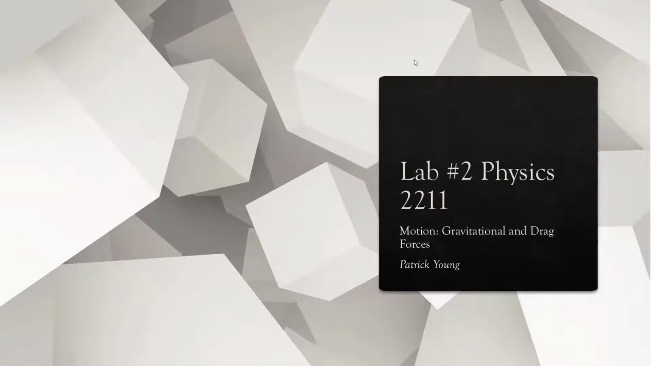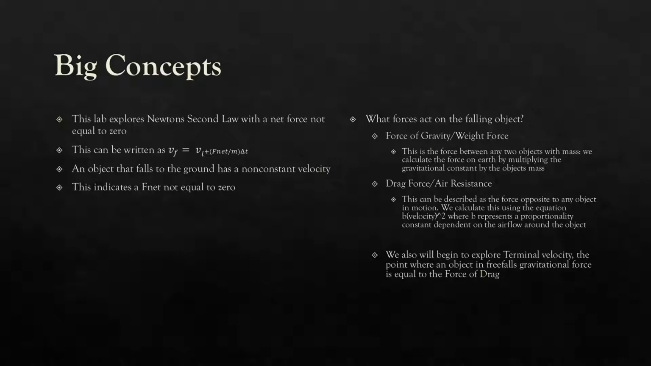I'm presenting lab number 2 for Physics 2211, where we explore the motion with gravitational and drag forces. So our big concepts here are Newton's second law, with a net force not equal to zero. This can be written as V final equals V initial plus F net over m times delta t.